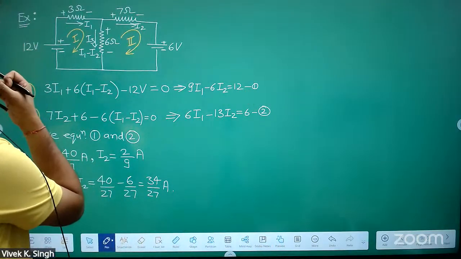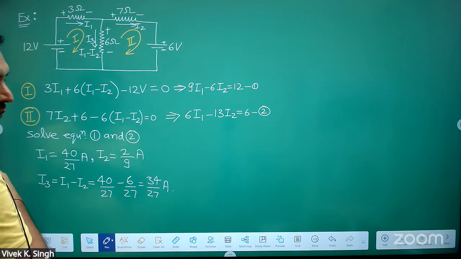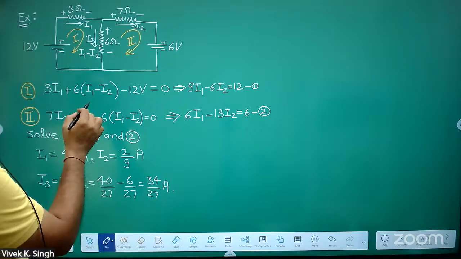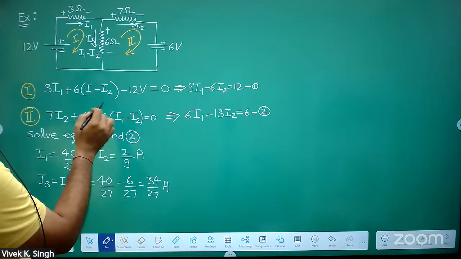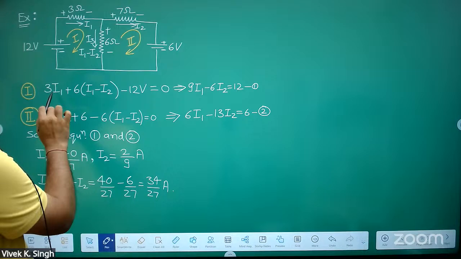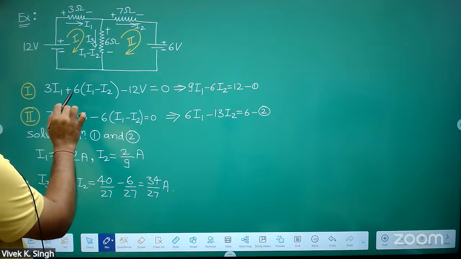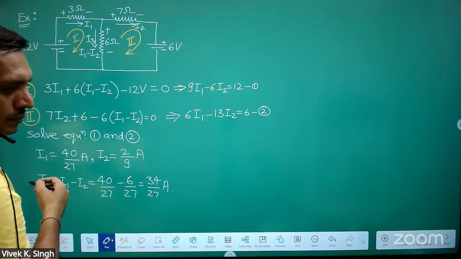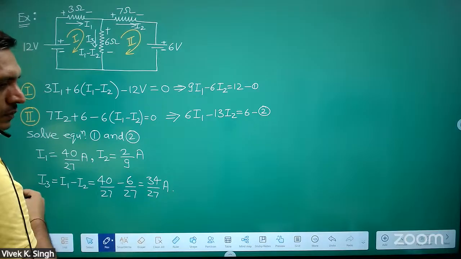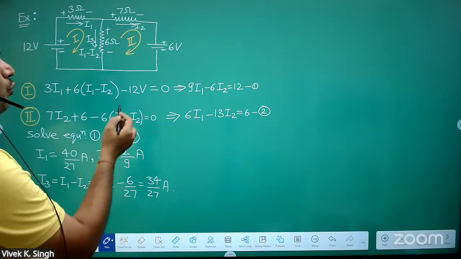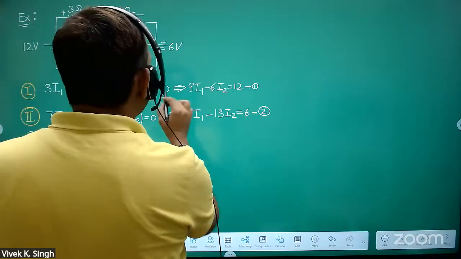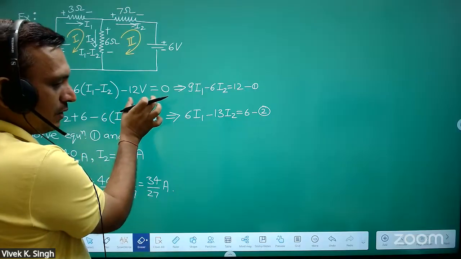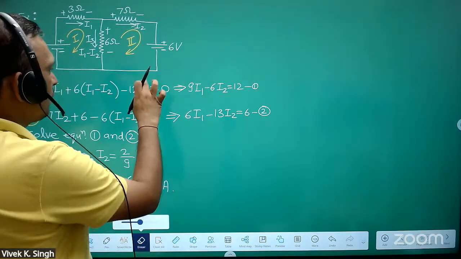Sir, equation 1, 3I1 plus 6I2 minus 12V. Sir, it will come 12 only. No, this is 3I1. This is 9I1, 6 plus 3, 9I1 minus 6I2, and this is equal to 12. 12V, sir. It will come 12 only. It is 12 volt. Don't write volt here, because these are all in voltage. I am writing KVL in voltage, this equation is in volts.